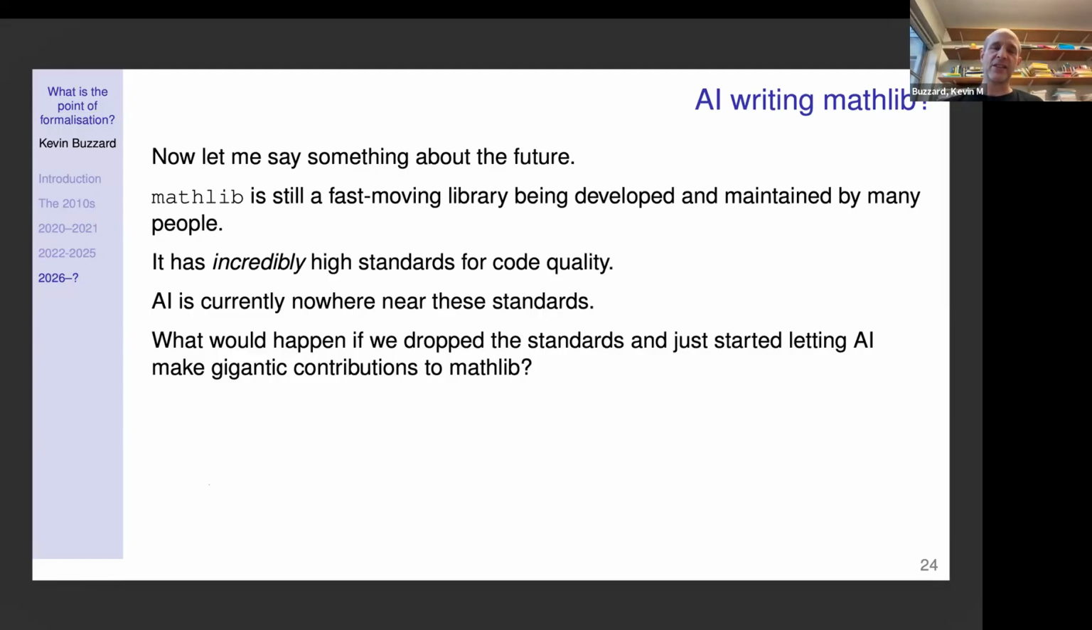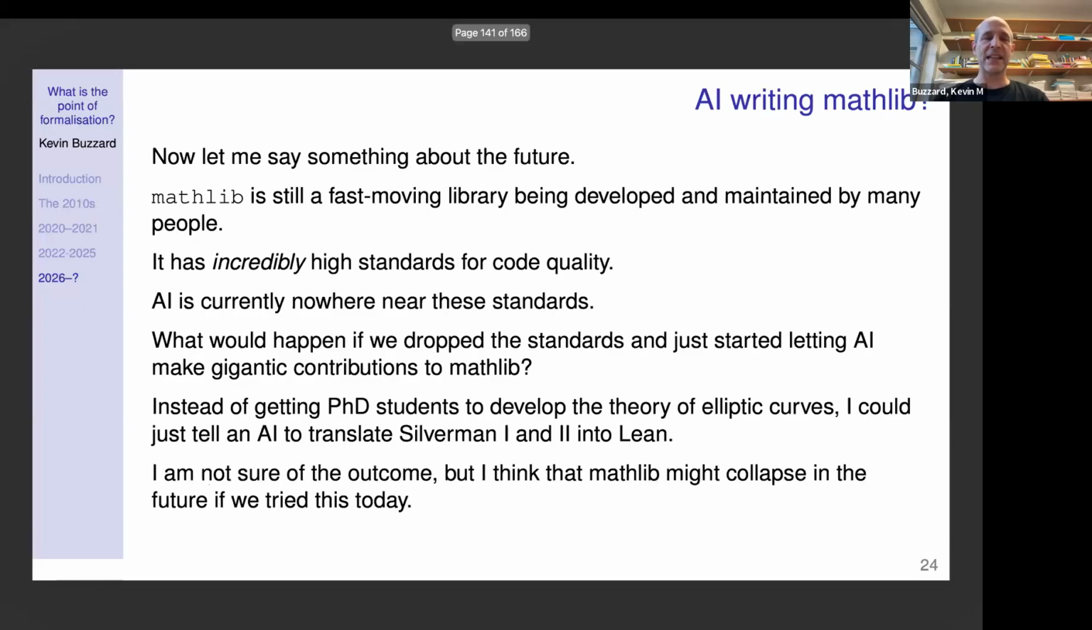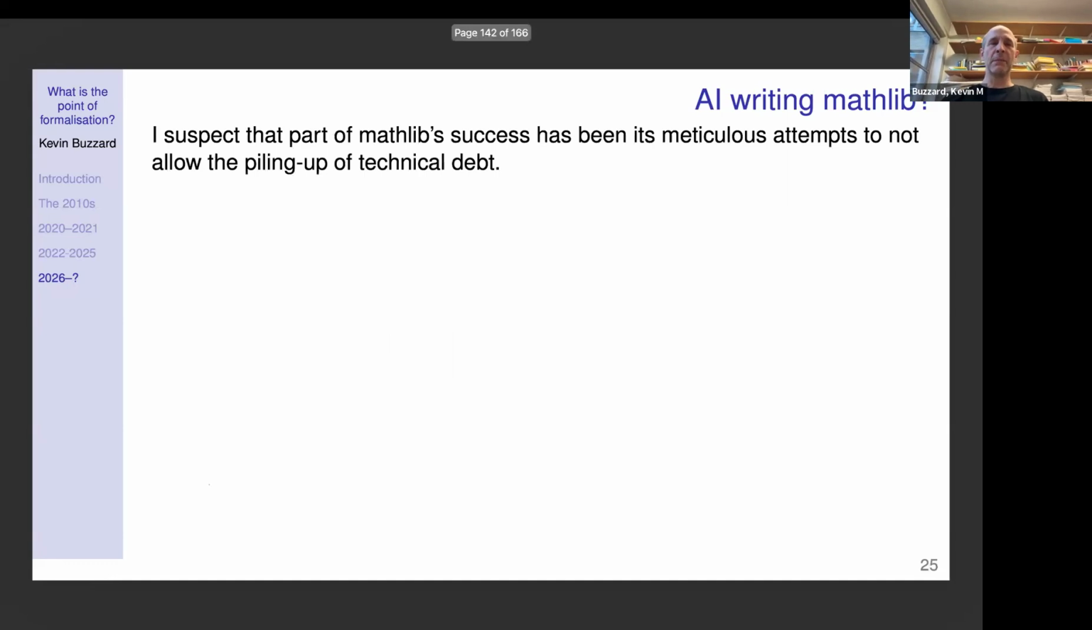I just asked a question in the hash general channel called sloplib, which is like Mathlib, but we instantly drop all standards. Instead of developing the theory of elliptic curves, we could just feed basic text on elliptic curves to an AI and say, translate them all into Lean. And my guess is that it will collapse. But I might be wrong. My guess is that if we start letting it write unidiomatic, poorly written code, it will collapse.